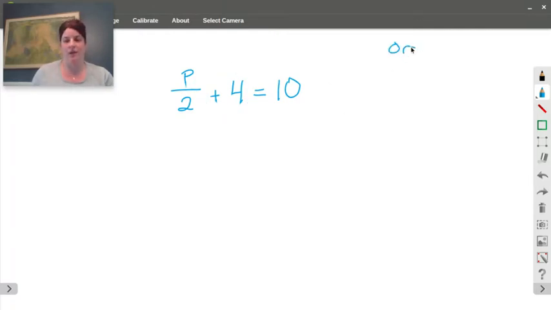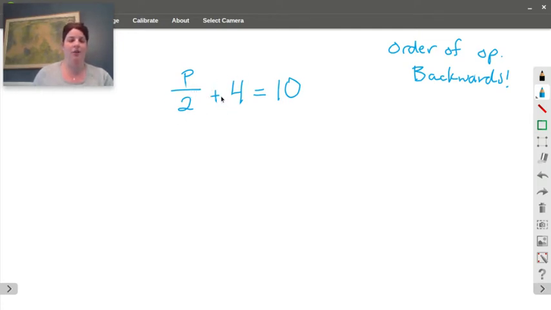So we say order of operations backwards. Okay, so our first step to solve this problem would be to divide and then to add. So to unsolve the problem or to find out what P equals, we're first going to get rid of this addition and then get rid of the division.